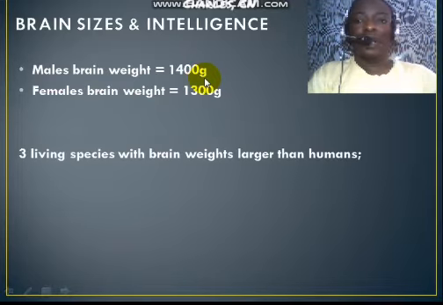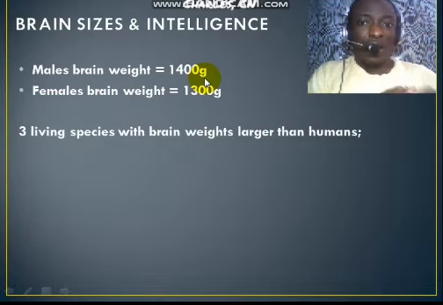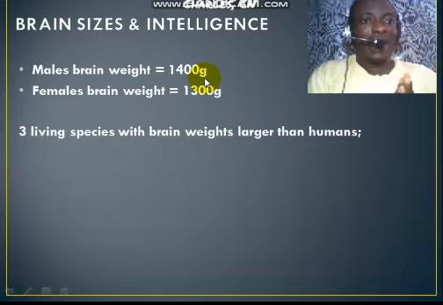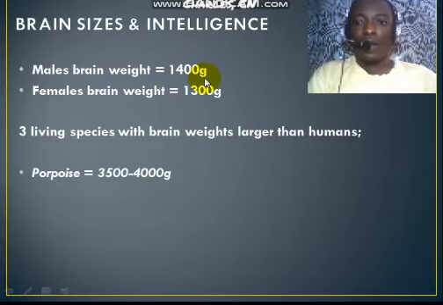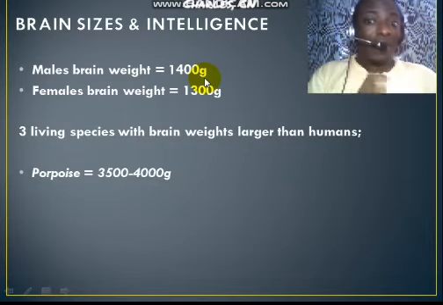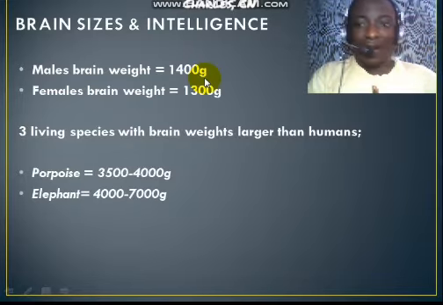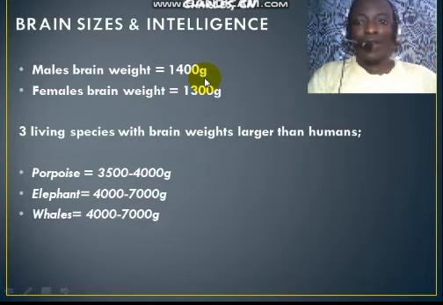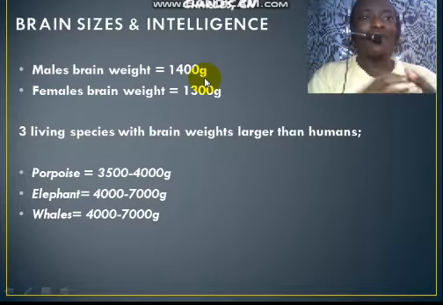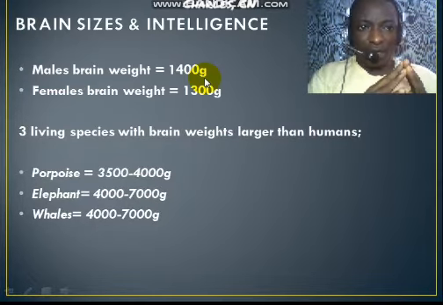Now, there are three living species with brain weights larger than humans. These species are the porpoise, whose brain weight falls between 3,500 to 4,000 grams. That is massive. Another species that has brain weights higher than human beings is the elephant, and their brain weight falls between 4,000 to 7,000 grams, followed by the whales, which also fall between 4,000 to 7,000 grams. These animals have very large brain weights.